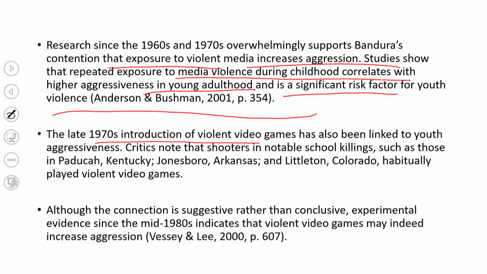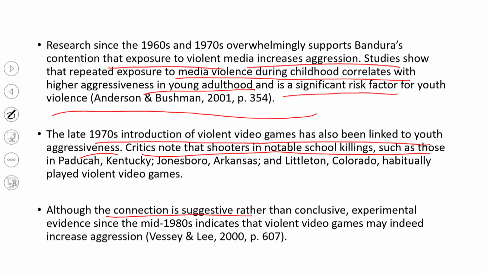In the late 70s, the introduction of violent video games also has been linked to youth aggressiveness. Critics note that shooters in notable school killings, a lot of these US school killings where somebody came and just started shooting kids in the school, a lot of these cases happened, and a lot of research shows that these criminals were habitually playing violent video games, that could have been one of the important influences.